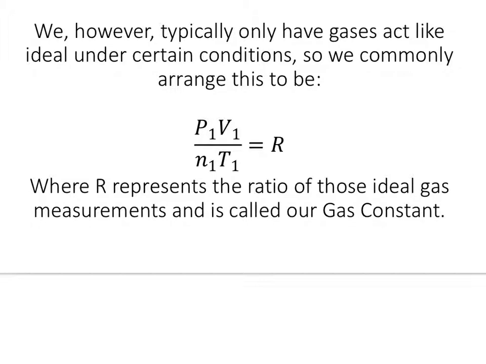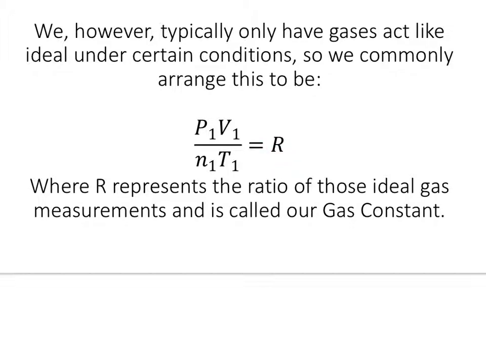Now, typically though, we only have gases act like ideal gas under certain conditions. We don't normally have it at two conditions we're checking out. So typically, again, we only have this at one condition. We're not saying, oh, we raise our pressure, we raise our volume. We're just saying, hey, a gas at this pressure or volume. Anyway, so that relationship then comes down to R.